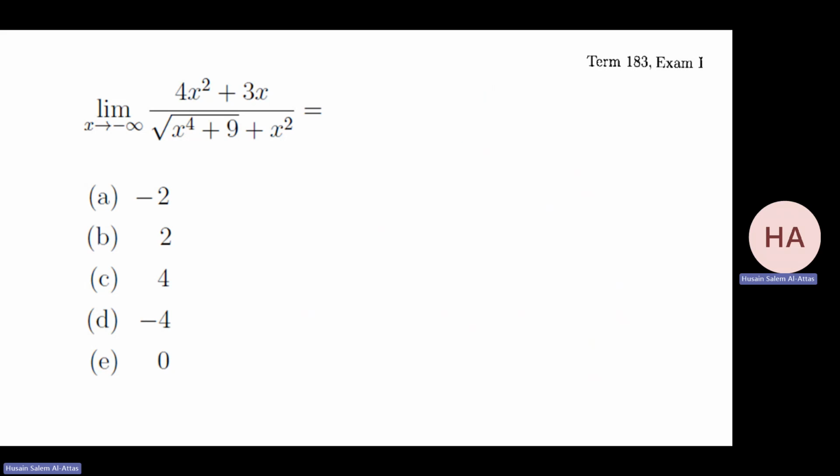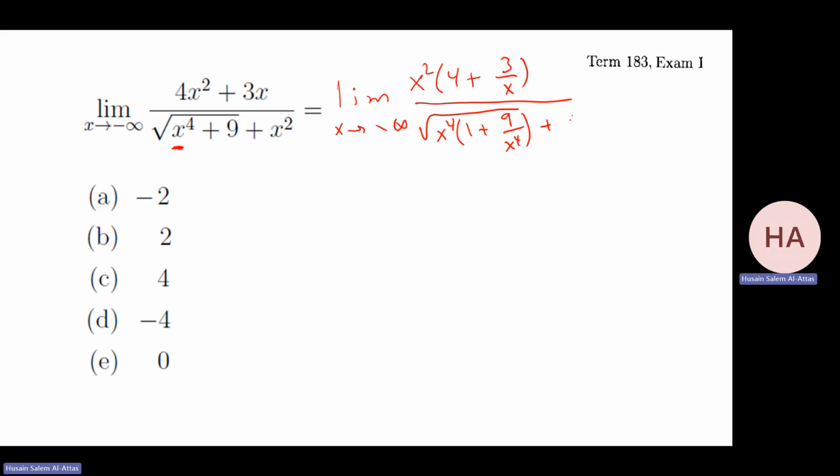What I will do, I can take a common factor. It's ready. I can take a common factor of the denominator and numerator. Let me see what will happen. I don't know if it will work or not. Let us see. I can take x squared as a common factor here. So I have 4 plus 3 over x. This is the numerator. In the denominator, I want to get rid of this x to the power 4. So we'll take x to the power 4 as a common factor. You have what? 1 plus 9 over x to the power 4 plus x squared.